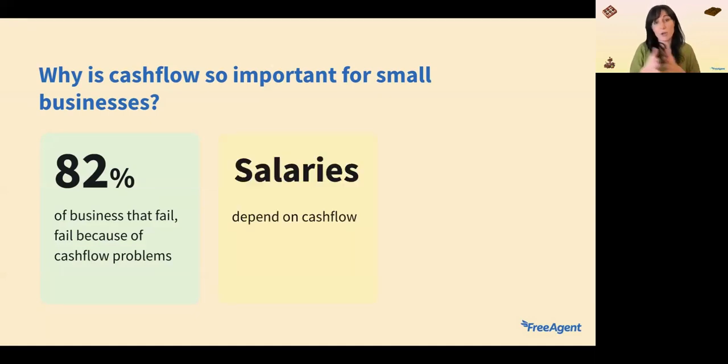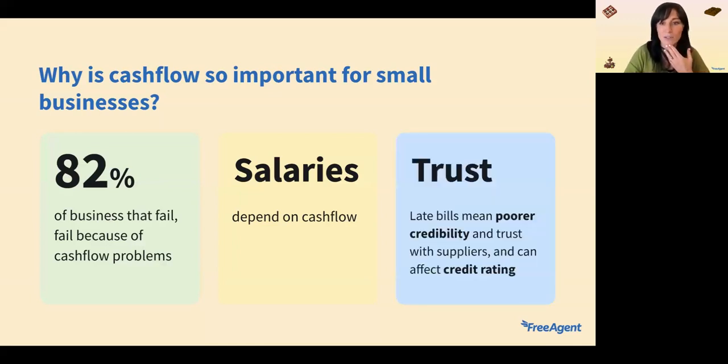The next thing is that if you have employees, these are some of the most important parts of your business, of course. Salaries depend on cash flow. Stating the obvious here, but obviously a really important reason to get your cash flow right. And then last of all here, trust with suppliers. If you're paying your bills late, you might start to lose a little bit of credibility with suppliers, potentially even lose credit rating. So we want to avoid all this. Don't worry, we're going to show you how to manage all this shortly, but that's some of the sort of existential reasons why it's important.